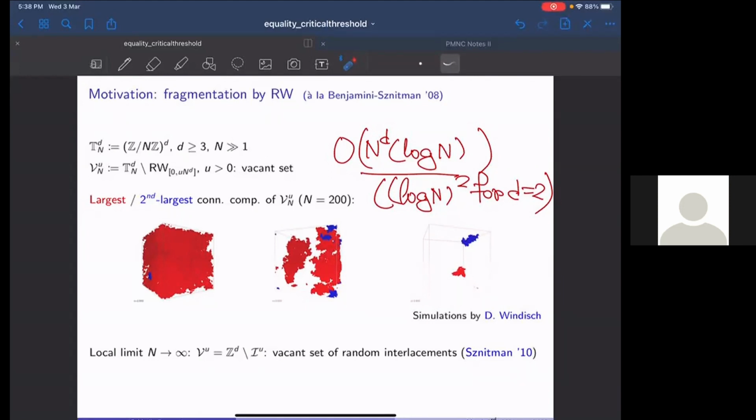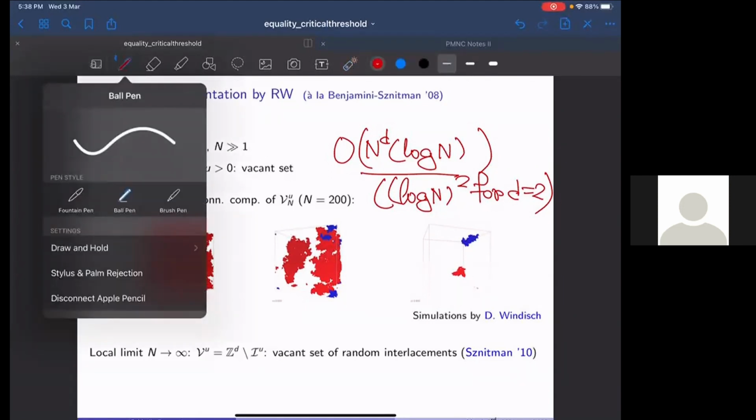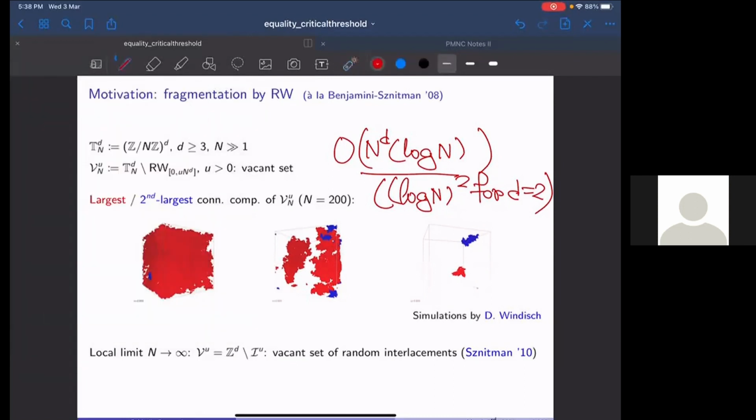But note this, that unlike in Bernoulli percolation, as U increases, the vacant set decreases, right? Because as U increases, you have more and more trajectories. The trajectories occupy more and more space, so the vacant set gets thinner and thinner. So the conventions will be opposite. Small u means supercritical, big U means subcritical.